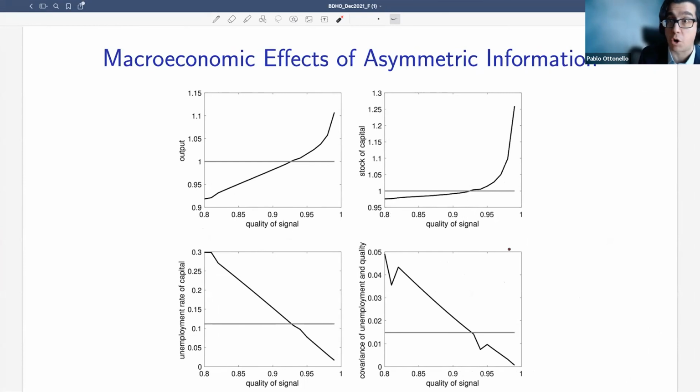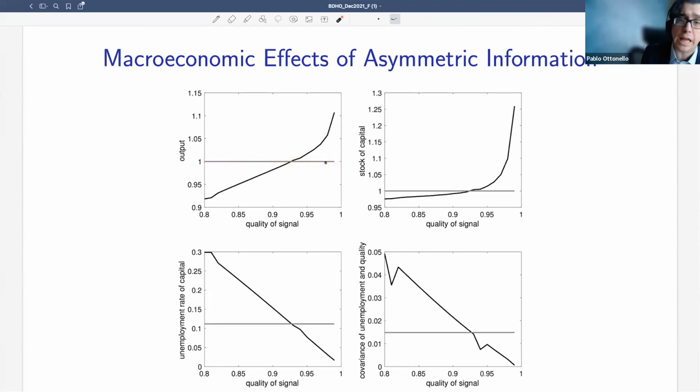Okay, so now, with these three components in mind, let's see how asymmetric information affects these macroeconomic aggregates. What we have on the horizontal axis here is the quality of the signal, or the accuracy of the inspection technology. And on the vertical axis, we have different macroeconomic variables. Here we have output, and here we have the three channels that I showed you before. Okay, so you see that the closer the economy is to full information, the more output it produces. The output of an economy with full information is going to be roughly 10% higher than in our estimated baseline economy, which comes with these gray lines.